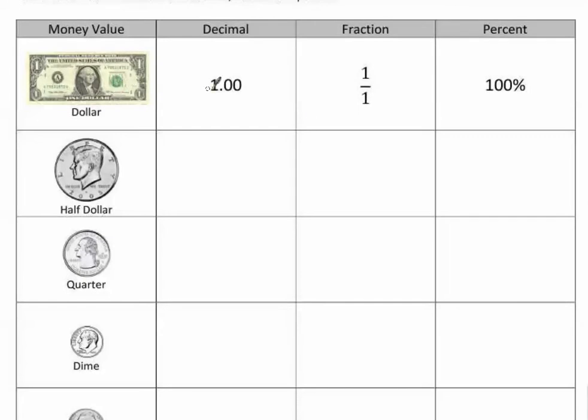For example, a dollar is 1 whole, so the fraction of that is 1 over 1, which is also 100% because you have 100% of a dollar. A half of a dollar is 50 cents, which is written as 50 hundredths. As a fraction, that is 50 cents of a dollar, which reduces to 1/2 of a dollar. If you have 50 cents of a dollar, you have 50% of a dollar.